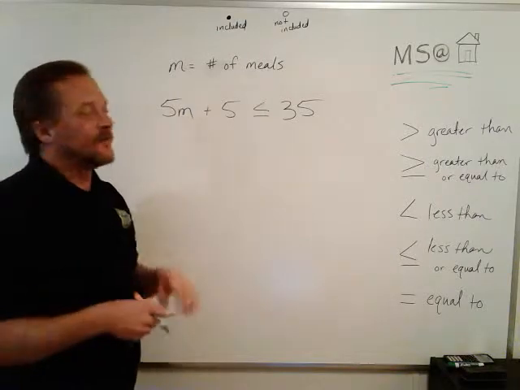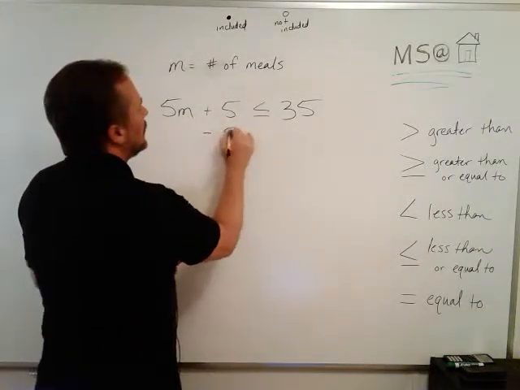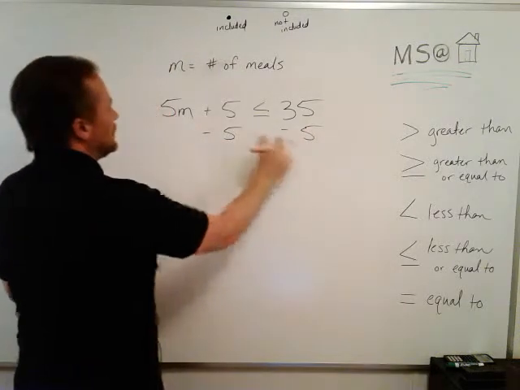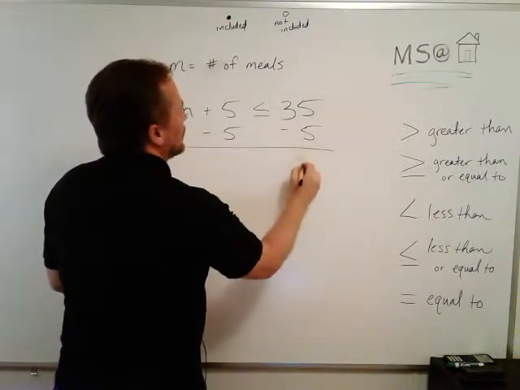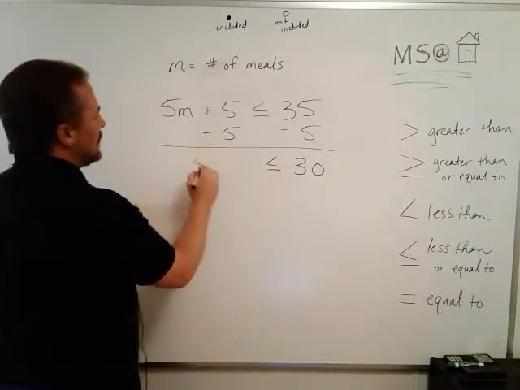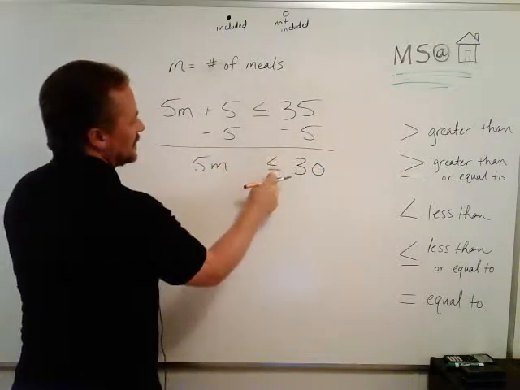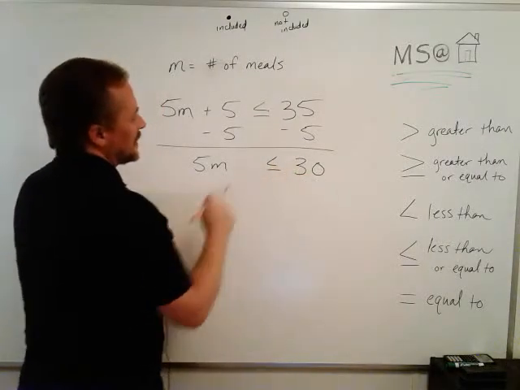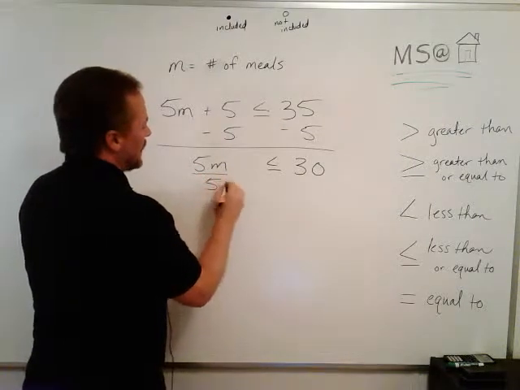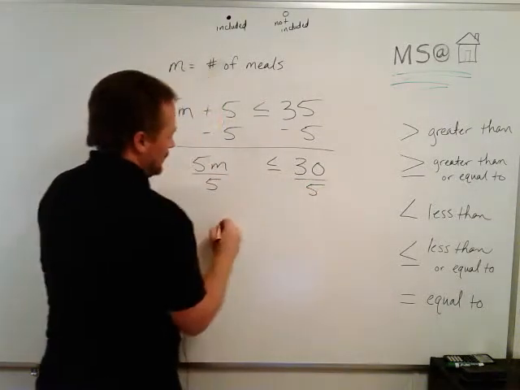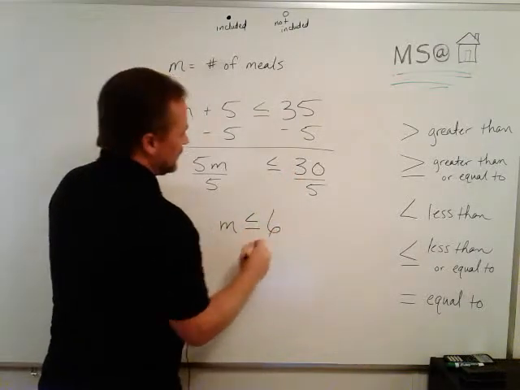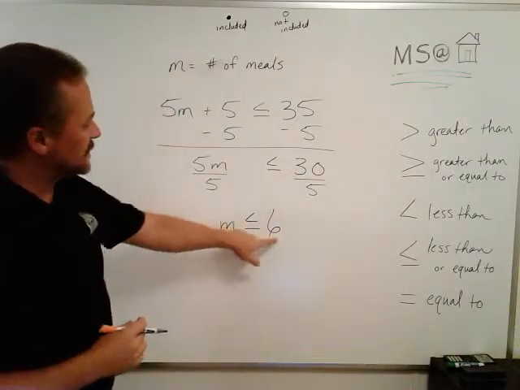All right, so let's figure that out. Let's get this 5 out of the way. Remember to do the same thing to both sides. This is 30 over here. And everything that happens now has to be less than or equal to 30. Here we can divide so we can figure out what M is all by itself. 30 divided by 5 is 6. And I have M is less than or equal to 6.